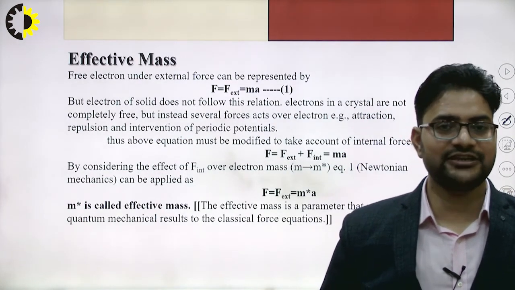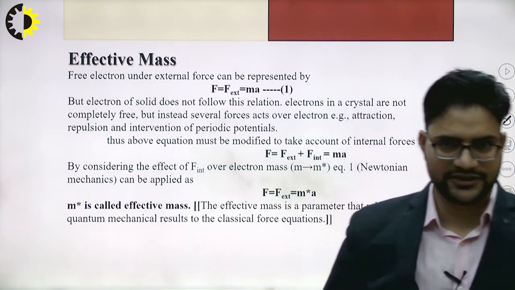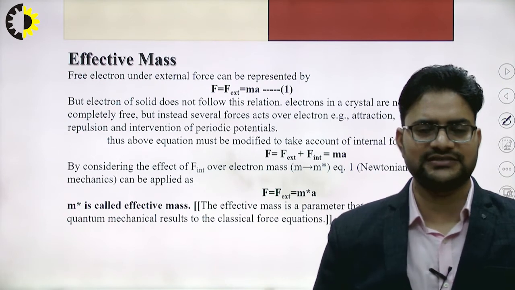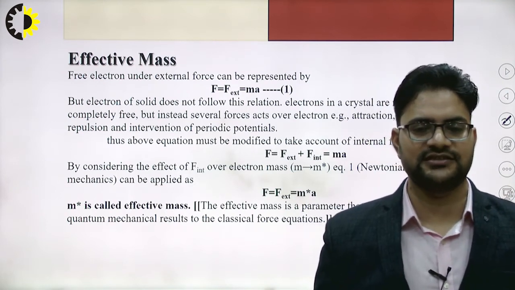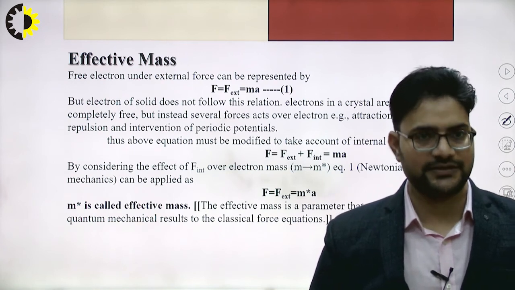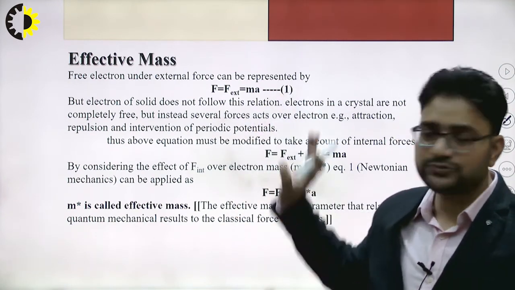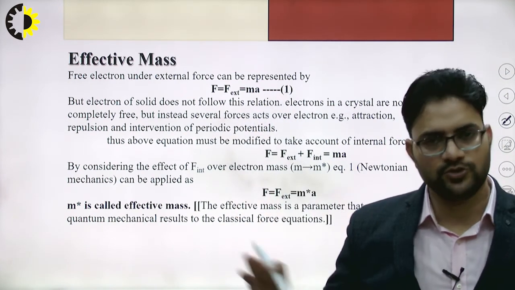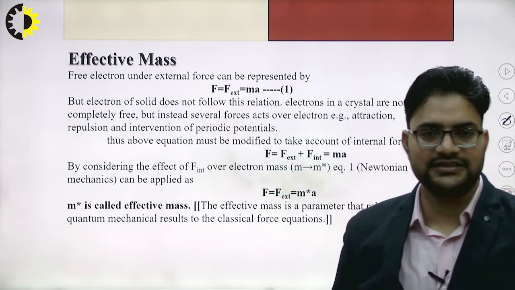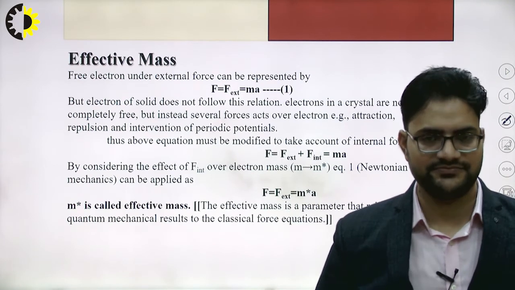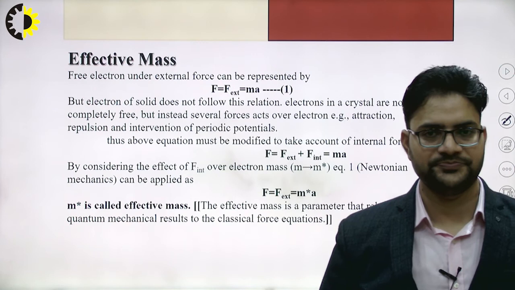Next is the effective mass of electron. So how to compute the effective mass of electron? We already know from classical physics that the mass of the electron is 9.11 times 10 to the minus 31 kg. But in this case, the mass of the electron will not be given by this value. It is actually greater than this, something multiplied by this actual mass.